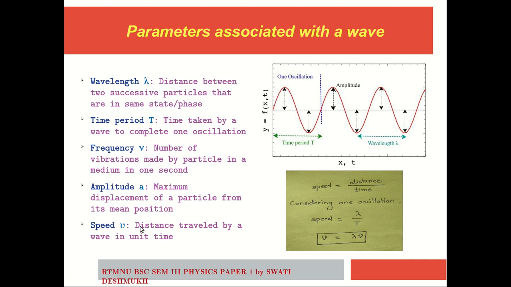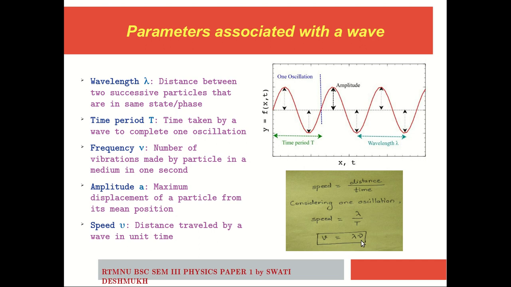The speed of a wave is nothing but the distance traveled by the wave in unit time. We know speed is nothing but distance upon time. So if we consider one complete oscillation, that requires time period T to complete and covers a distance of wavelength lambda within this time period T. So we can say, if we consider one oscillation, speed is nothing but lambda by T, but 1 by time period T is nothing but the frequency. So we can say the speed of a wave is the multiplication of wavelength and frequency of that wave.